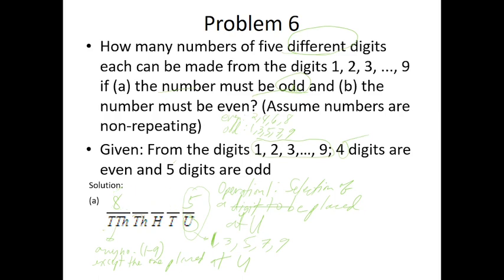Next, selection of a digit to be placed in the thousands place. Okay, so again, I cannot repeat the digits placed at the units place and 10,000s place because there's a restriction that the digits must be different for this 5-digit number. Since 2 are already occupied, the units place and the 10,000s place, there are only 7 options left.